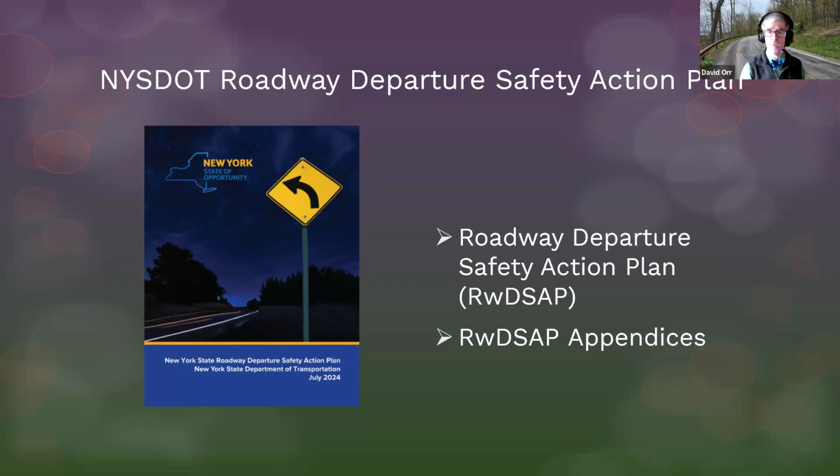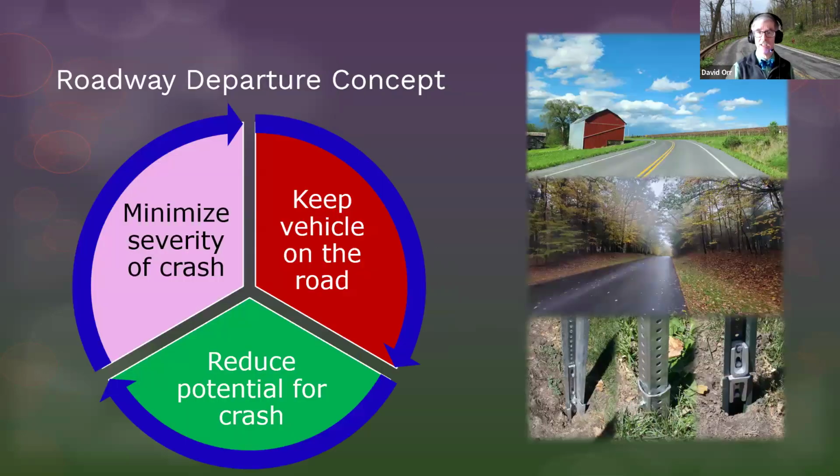And the concept of roadway departure safety comes back to three things: keep the vehicle on the road or in their lane, reduce the potential for a crash if they do leave the lane, and then minimize the severity of the crash if they do happen to hit something. Okay, so that's the concept here. And what we spoke about was why this is an important issue.